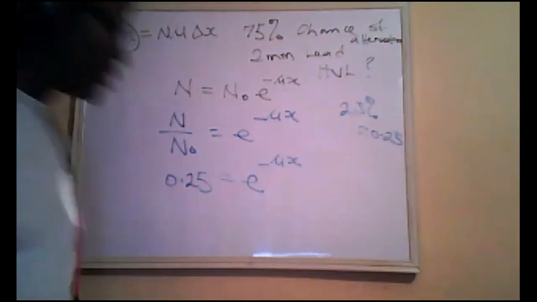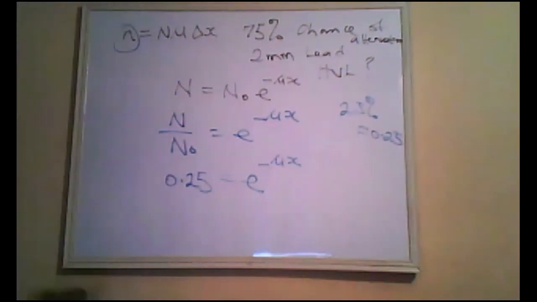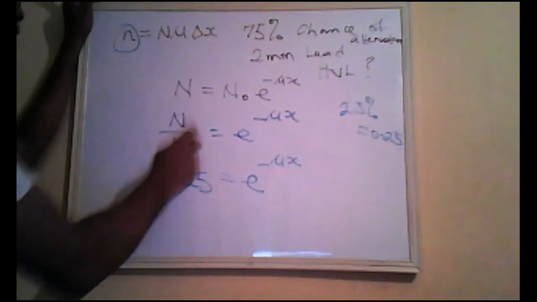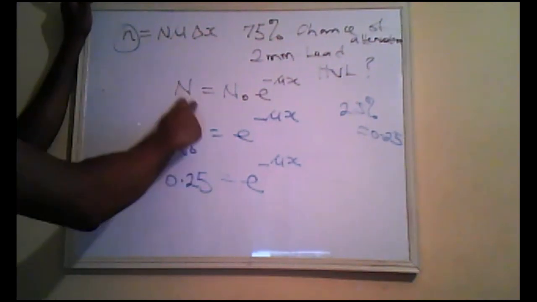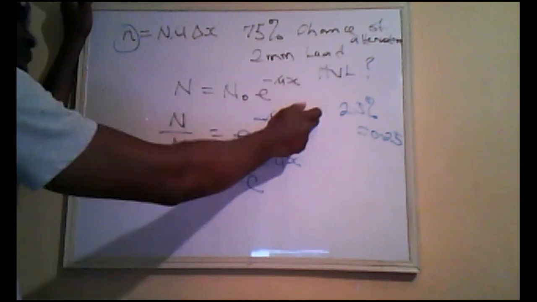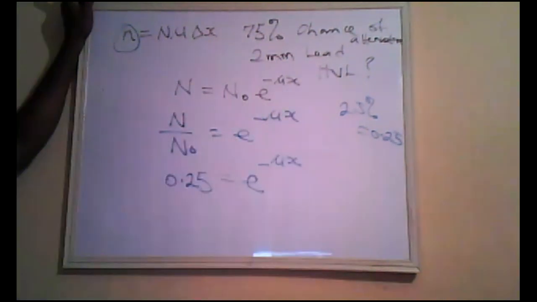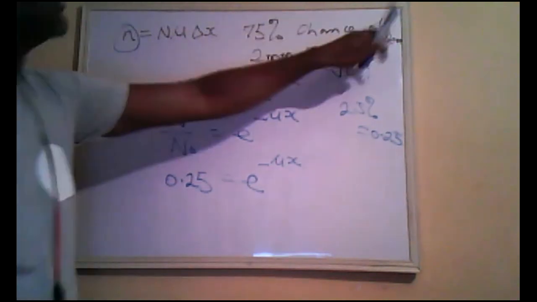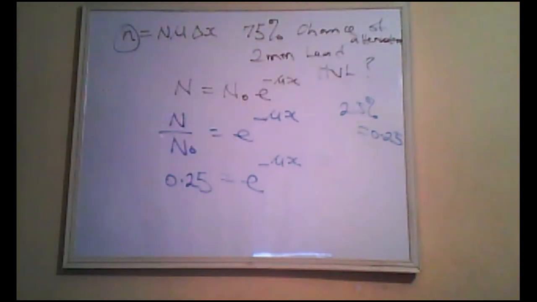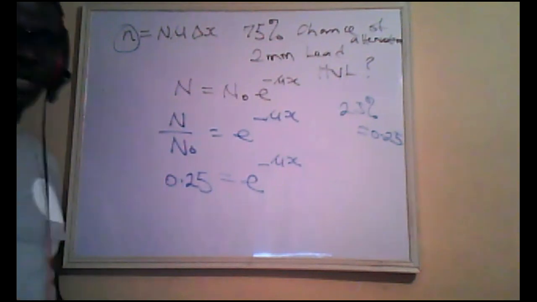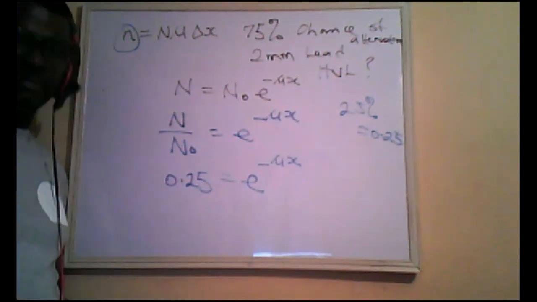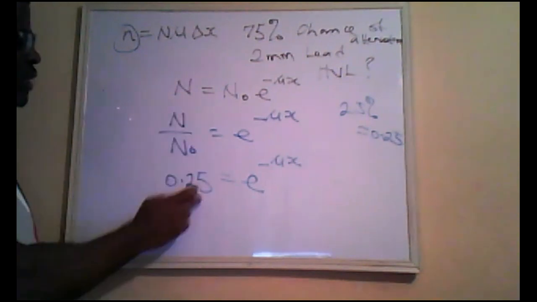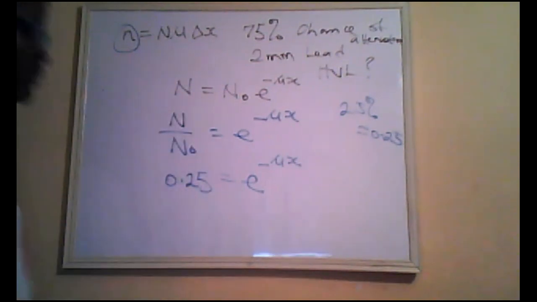Please, I don't understand how you got 25%. Okay, I said n over n naught. This n here is the number of transmitted photons, transmitted X-rays. But we were told in the question that 75% of the X-rays or photons were attenuated. So it means 75 was removed, remaining 25. So n over n naught will now be 25%, which is 25 over 100, 0.25.